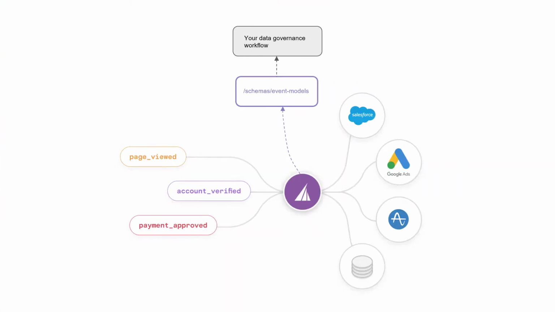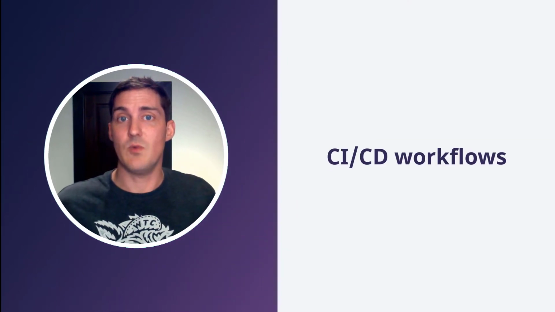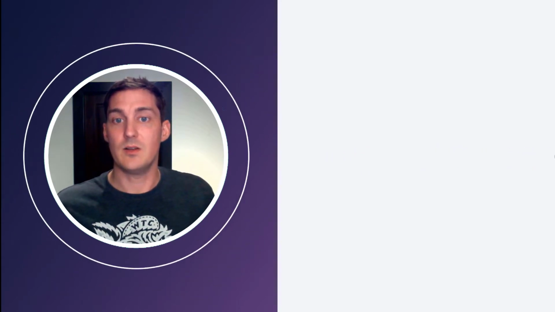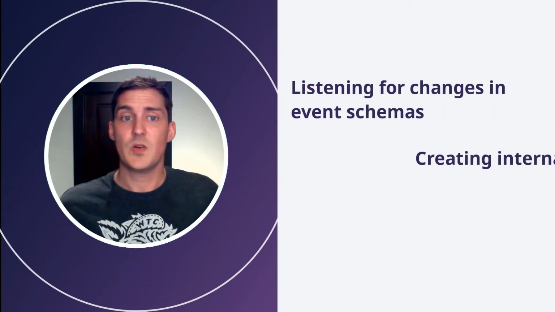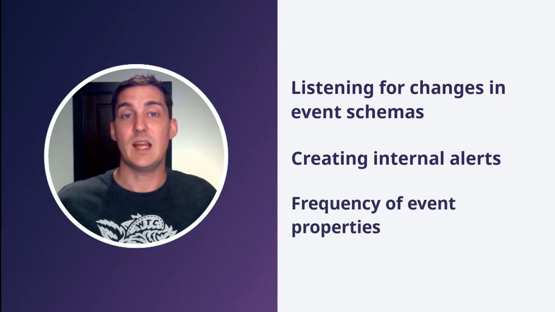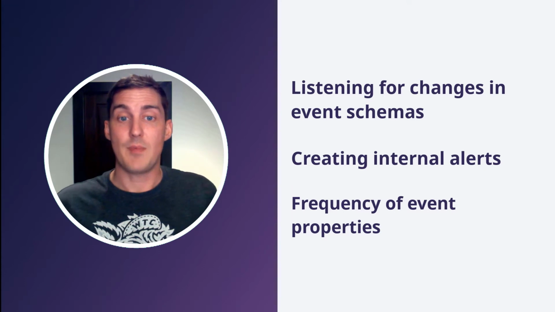Let me give you a quick overview of the Data Governance API. Then we'll jump into a demo. The Data Governance API gives data engineers and developers access to diagnostic information on their event stream via endpoints. This API-first approach allows teams to integrate those diagnostics into their existing workflows, including CI/CD workflows. A few practical examples of how companies use the API include listening for changes in event schemas, creating internal alerts when new events come through the system, and gaining a better understanding of the frequency of event properties.